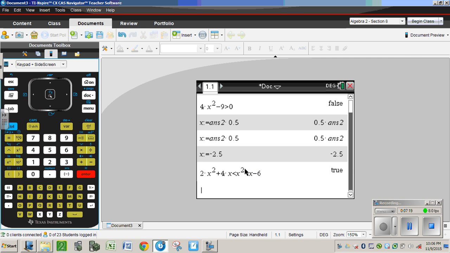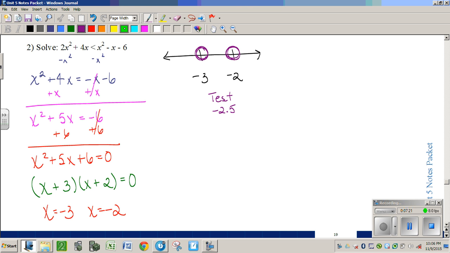So we go back, and we say, alright, anywhere that is in between negative 3 and negative 2 are solutions. Now, I'm going to save you the trouble. If you test anything that's less than negative 3 or greater than negative 2, it's not going to work. So our interval notation is going to look like negative 3, negative 2 with parentheses around it. Okay, so the only thing that's going to work is anything in between negative 3 and negative 2.